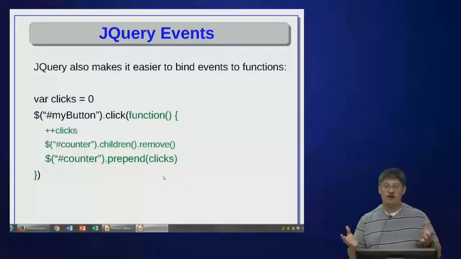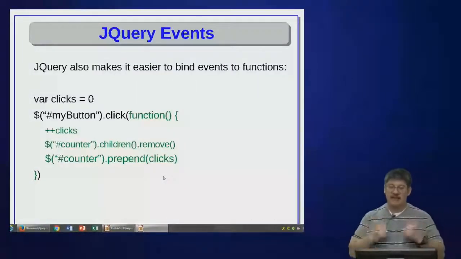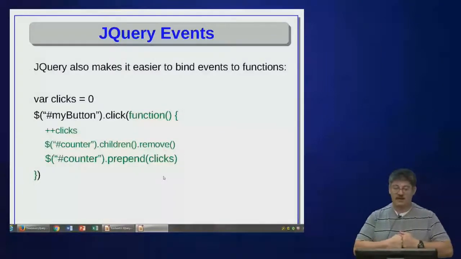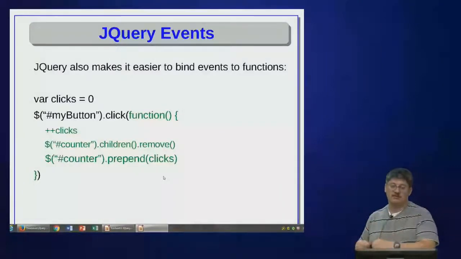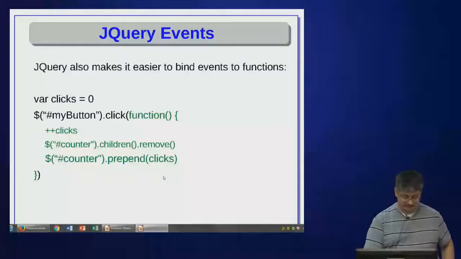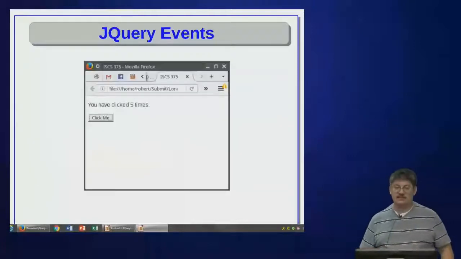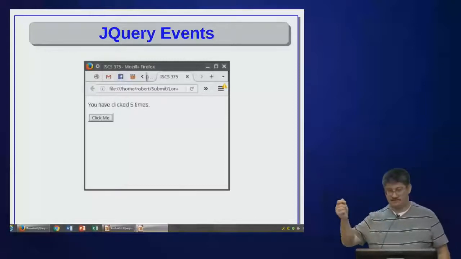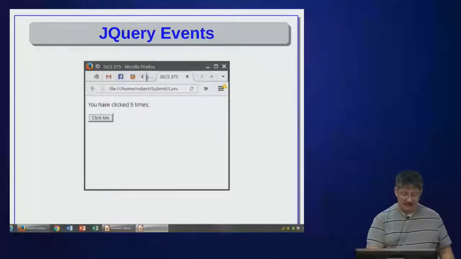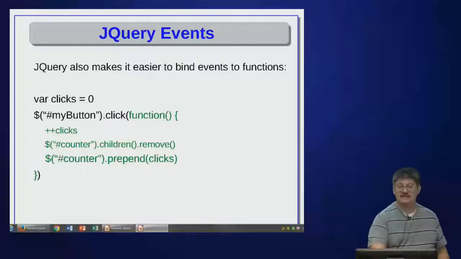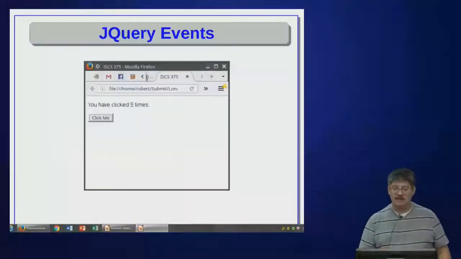So that'll remove all of the children of the counter paragraph, and then it will prepend a new child, the number of clicks. So what does this look like? It looks like this. I've got my button. I've got my paragraph that says you have clicked, in this case, 5 times. 5 is in a paragraph with ID set to counter. And every time I click, it's going to add 1 to the counter.